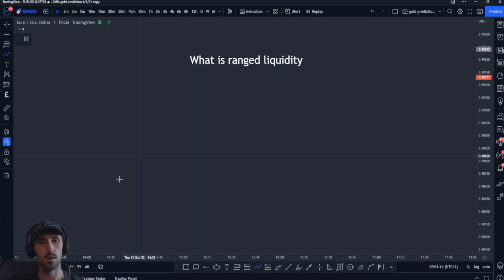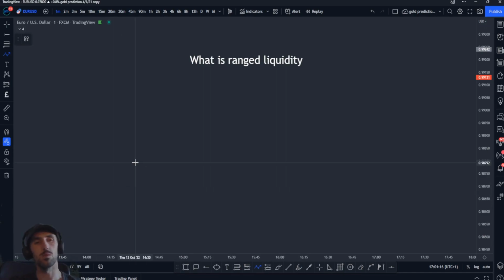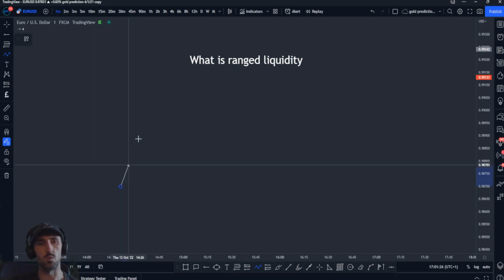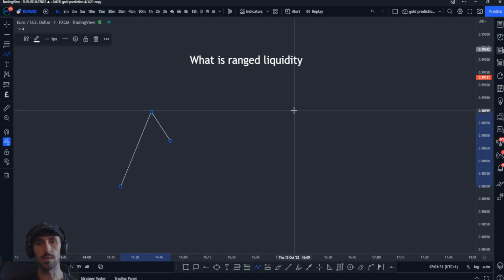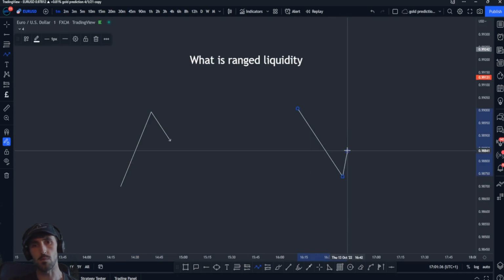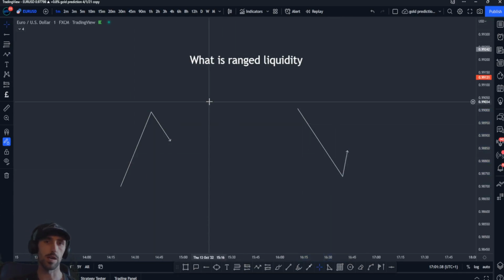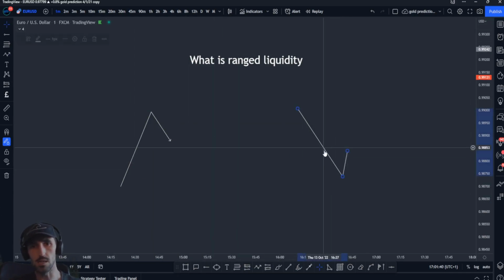So we're going to start off with some basic diagrams, then we're going to go down to the live chart and show you some examples of this and how it can play out and how we can use it to catch trades. So the number one thing we need to understand is what is it. Straight away, we're going to talk about an upwards range move and a downwards range move. They are pretty much the same thing, except one is going up, one is going down. Really, really easy to understand.